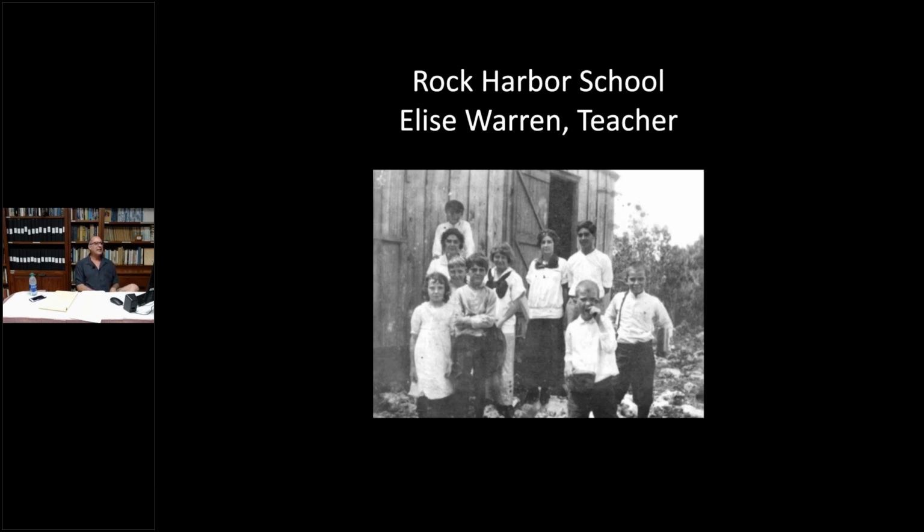As they were talking about Rock Harbor in that area, they were talking about the teacher Elise Warren and this one room school. We know that the teacher here is Elise Warren, and it wouldn't make sense that there would be two Elise Warrens, one in Tavernier and one in Rock Harbor. So this is not a Tavernier picture, but actually a Rock Harbor school picture. These are one room wooden buildings, no air conditioning, no mosquito control, pretty miserable conditions by today's standards. In those days, you wouldn't know any different because that's just how life was.